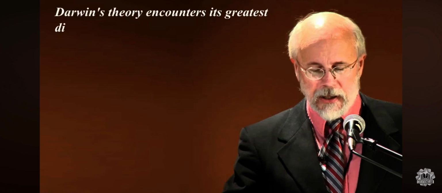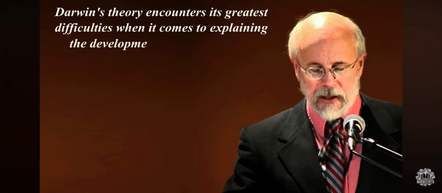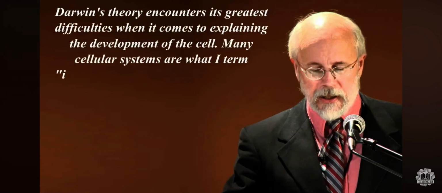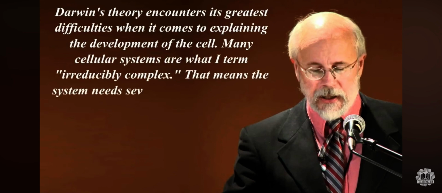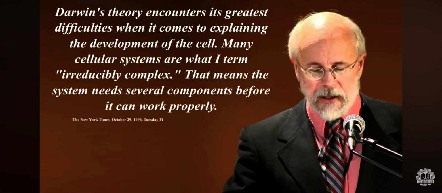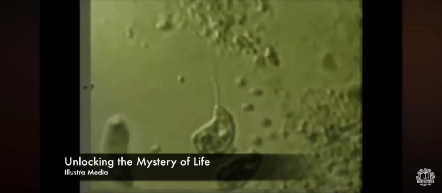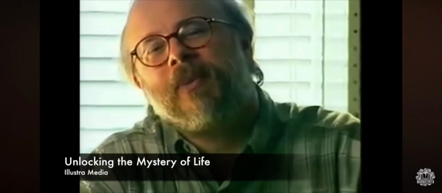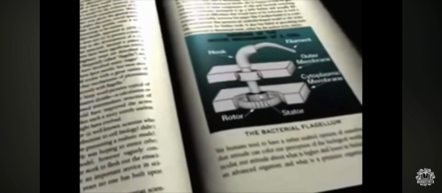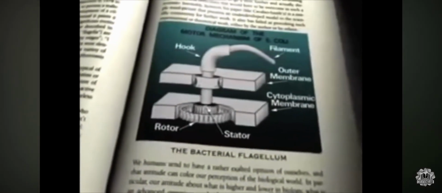The article goes on to say, "Darwin's theory encounters its greatest difficulties when it comes to explaining the development of the cell. Many cellular systems are what I term irreducibly complex. That means the system needs several components before it can work properly. I remember the first time I looked in a biochemistry textbook and I saw a drawing of something called a bacterial flagellum with all of its parts in all of its glory. It had a propeller and the hook region and the drive shaft and the motor and so on. I looked at that and I said, that's an outboard motor. That's designed. That's no chance assemblage of parts."